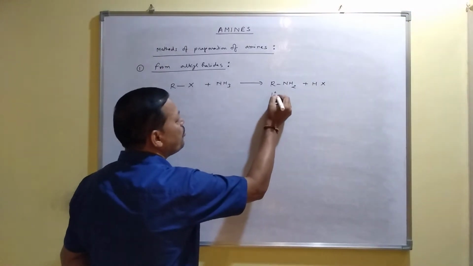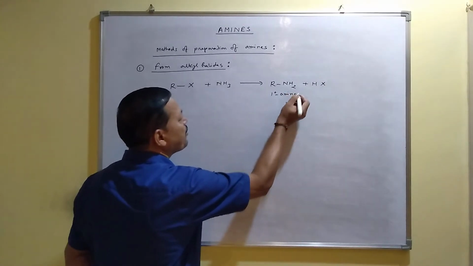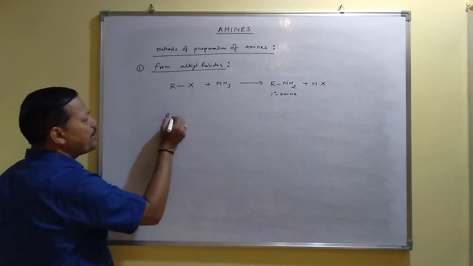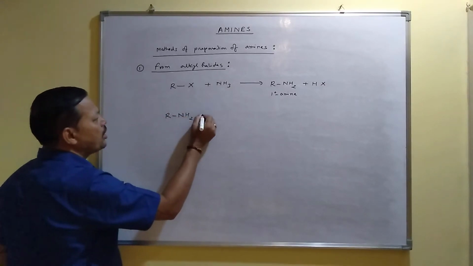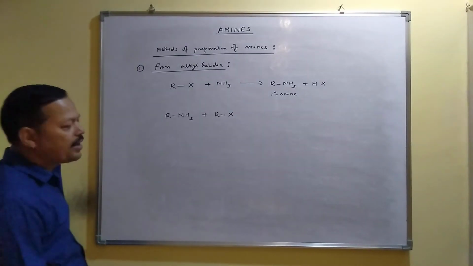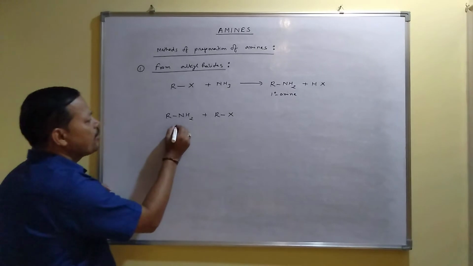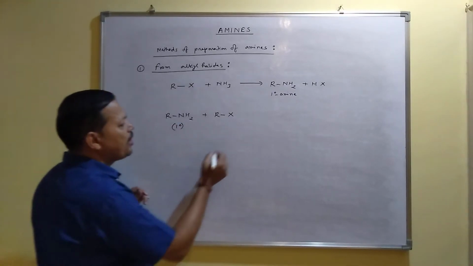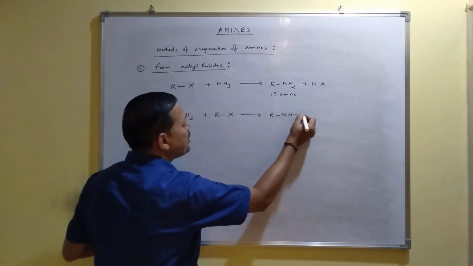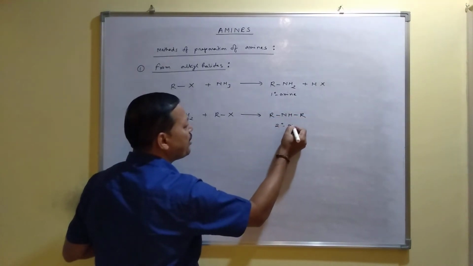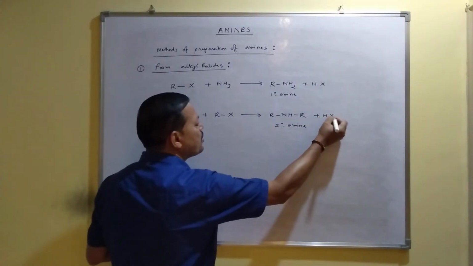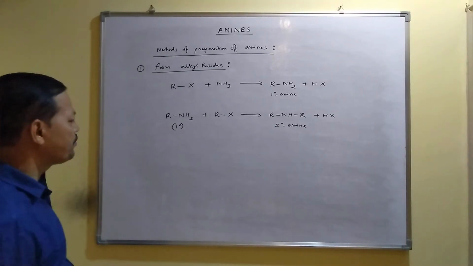So this is one example of a primary amine, because only one alkyl group is present. But if this primary amine RNH2 reacts again with one haloalkane RX, then the primary will be converted to secondary. I mean another hydrogen will be replaced by another alkyl group. So one hydrogen is left here, you will get the secondary amine. Again the hydrogen combines with halogen to produce the side product hydrogen halide.